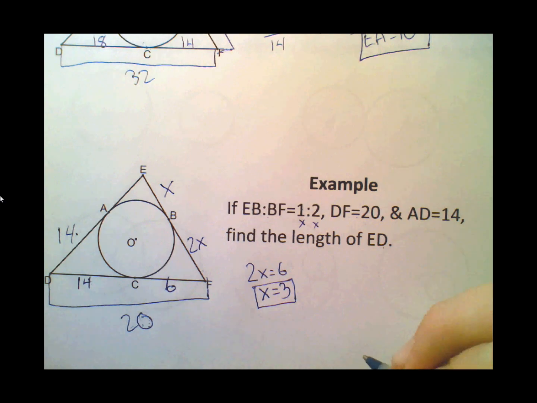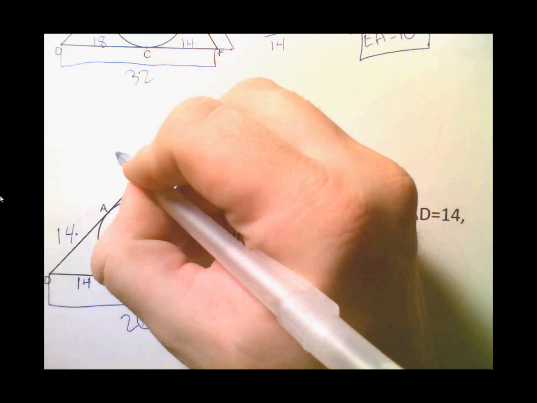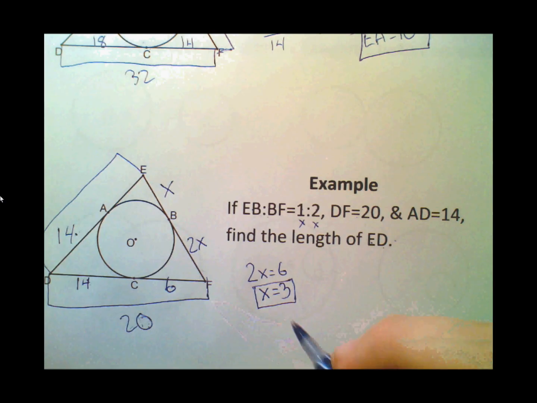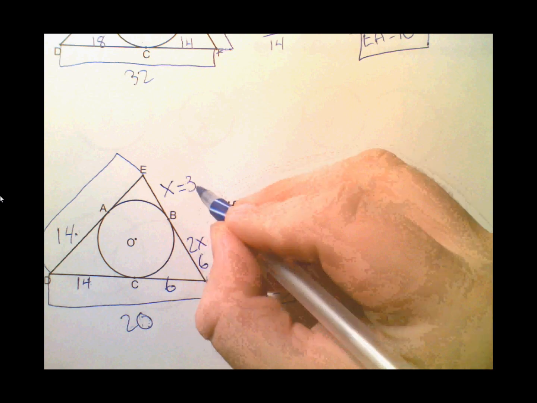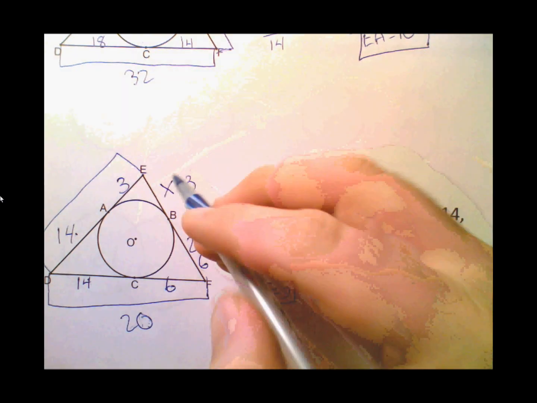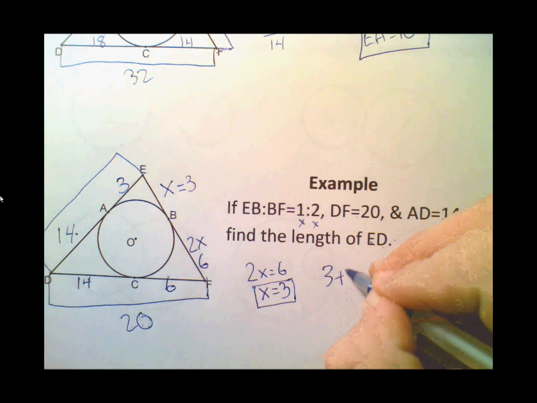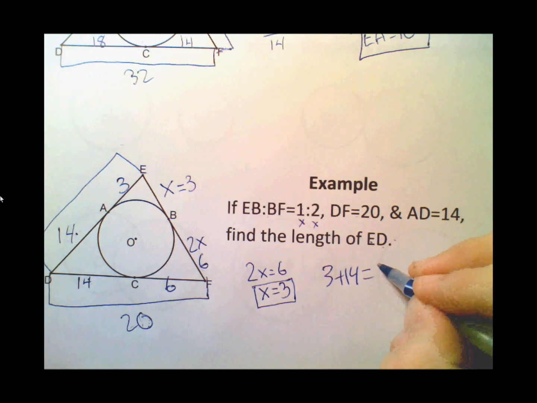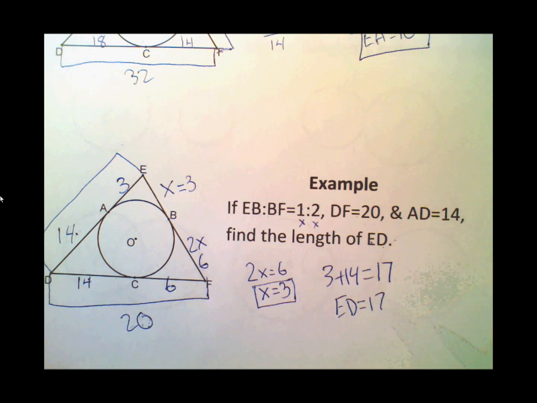Okay? Now, I'm looking for the length of ED. That's this whole segment over here. So, if this is going to be 6, I know x is 3. That means EA is 3. And to find ED, we add 3 and 14. So 3 plus 14 gives me 17. So therefore the length of ED equals 17.